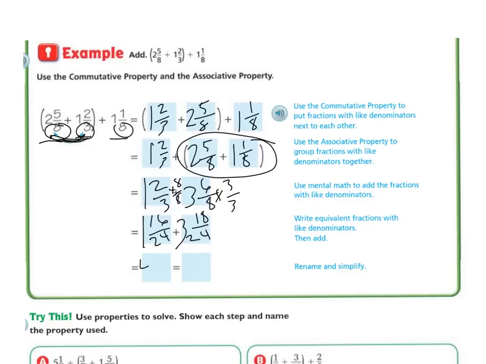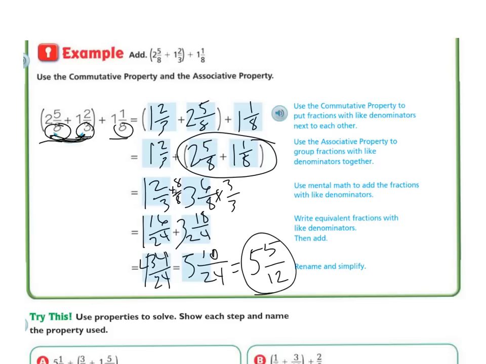1 plus 3 is 4. And then 18 plus 16 is 34/24. Now 24 can go into 34, so it can go in one time, and 1 plus 4 is 5. So now I'm going to have 5, and I'm going to have 10 left over. So I'm going to have 5 and 10/24. And 2 can go into 10 and 24, so I can reduce. 2 goes into 10 5 times, and 2 goes into 24 12 times. So my final answer is 5 and 5/12.